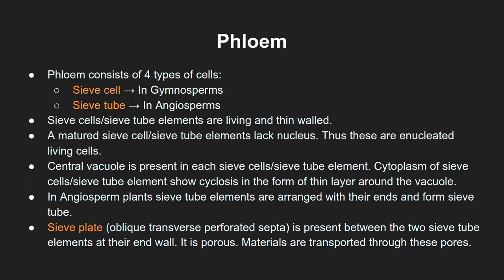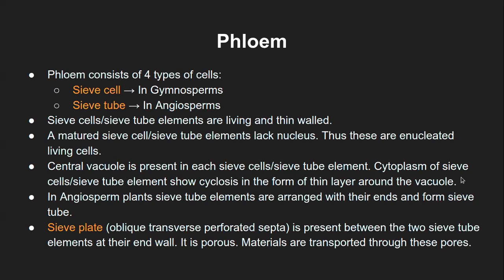So that is about the cells of the sieve tubes. They are non-nucleated cells. The central vacuole is present in each of the sieve cells. Now, obviously, because the sieve tube elements are a kind of conducting tissue, they need to have enough space within the cell, and the vacuole acts as the storage unit. The cytoplasm of the sieve tube element shows cyclosis in the form of a thin layer around the vacuole.